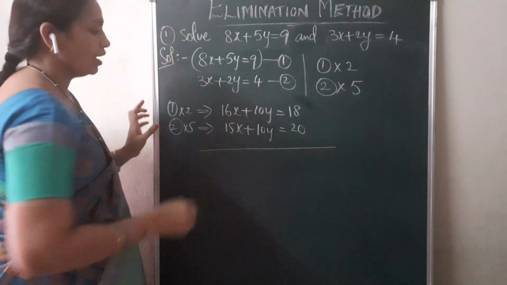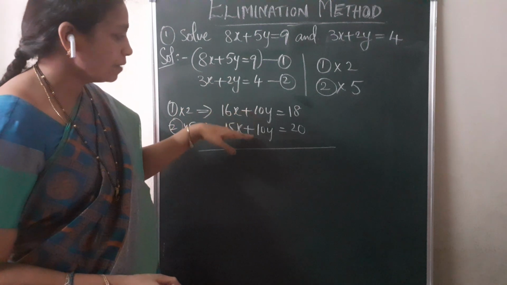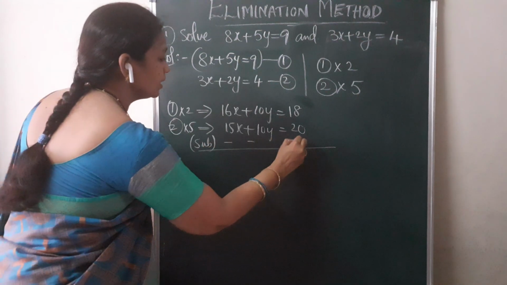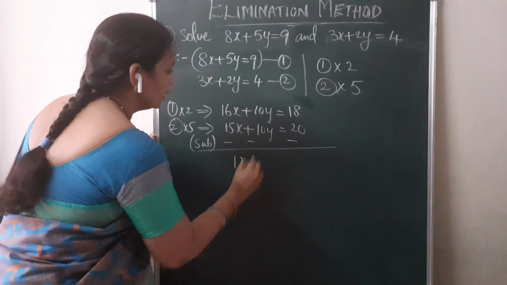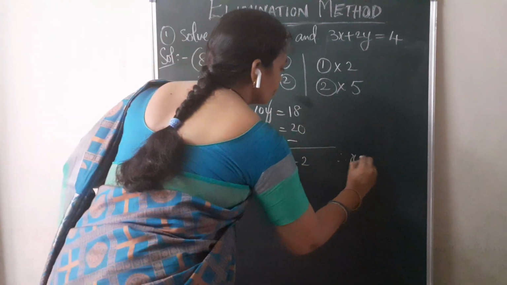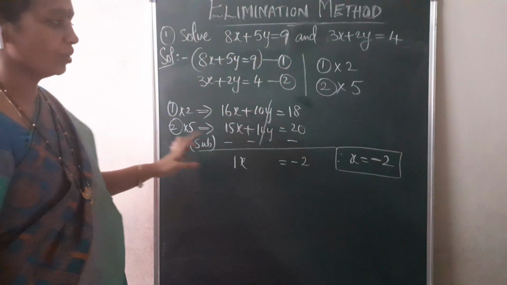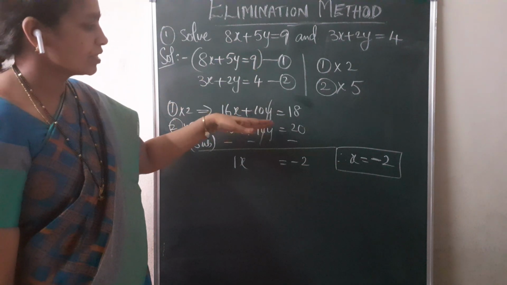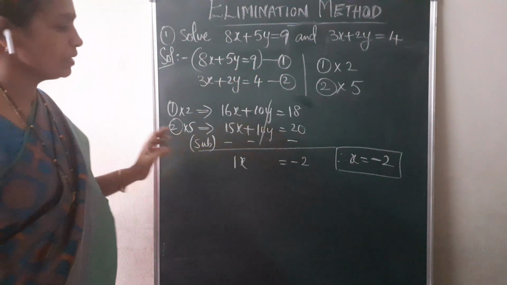Now I equated the y terms in the two equations and both have the same sign, so you have to go for subtraction. While doing subtraction, you change the signs of the lower equation. So 16 minus 15 is 1x, the y terms get cancelled, and 18 minus 20 is minus 2. Therefore x is equal to minus 2 is the value of x. You have to substitute that in any one of the original equations, not in the multiplied equations, so that you will get the other variable, that means the y value.